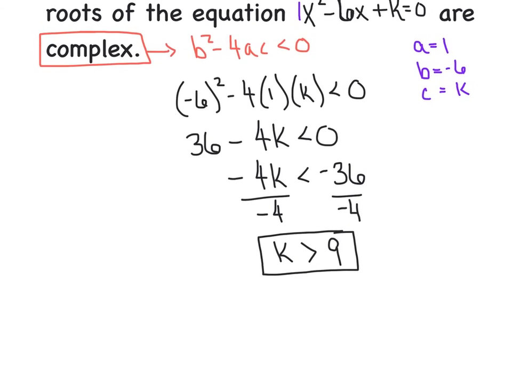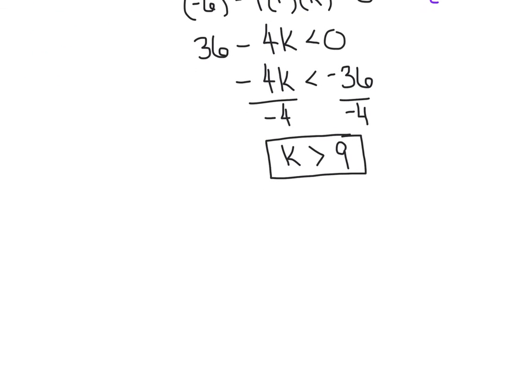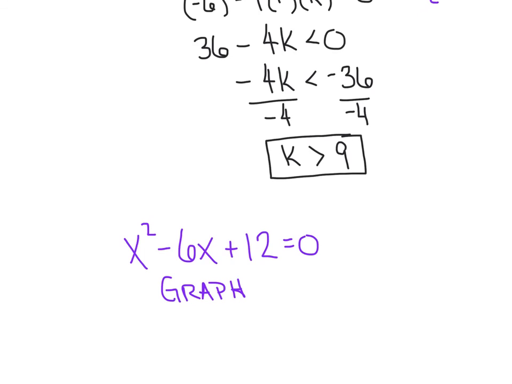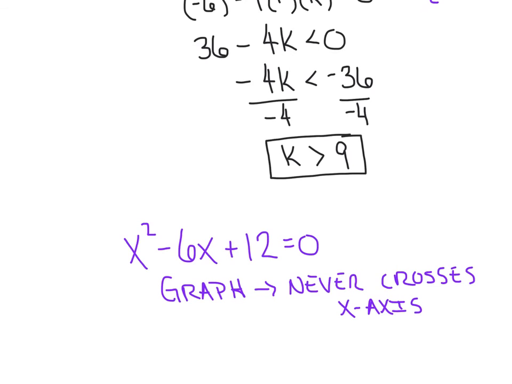Now, I'm always one that likes to check my answers. So what I might do is, we've got x squared minus 6x, and I might pick a random number bigger than 9, maybe 12. I'm going to graph this, and what I want to do is confirm that it never crosses the x-axis. Now, if I looked at this graph and it did cross the x-axis, then I'd have proven that I've done something wrong, okay? I went ahead and graphed it, and that was success. It never did cross. It was entirely above the x-axis, so I felt very confident in my answer.